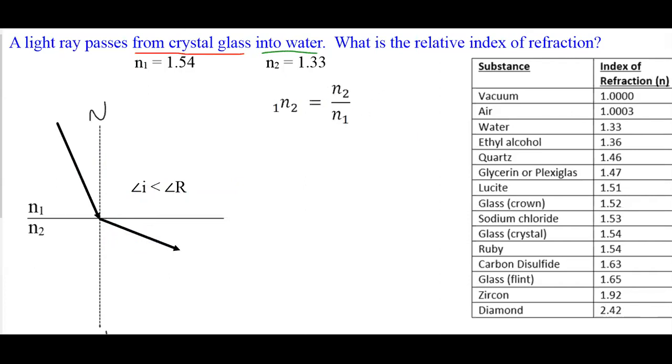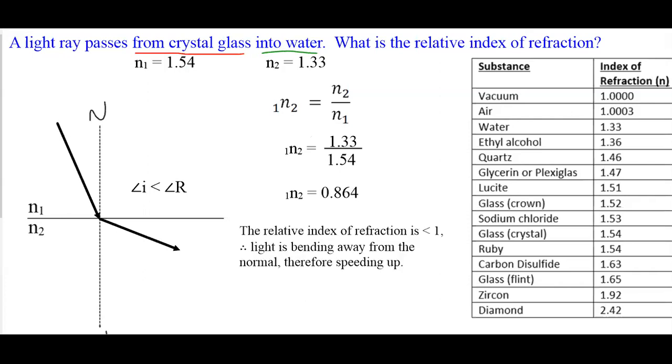Mathematically, to calculate my relative index of refraction, I'll bring out the equation and do the division. 1.33 divided by 1.54 is 0.8636. I'd probably only keep three significant figures, 0.864. And then you state what's actually happening. The relative index of refraction is less than 1. Therefore, light is bending away from the normal, and this light ray is speeding up in the new medium.